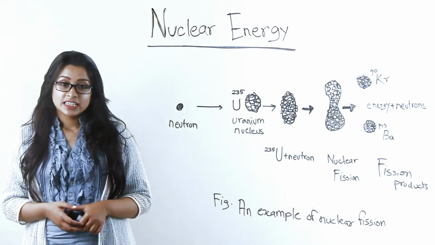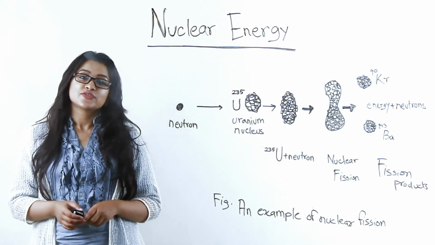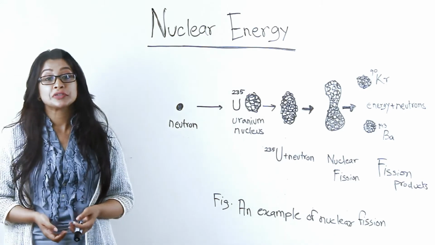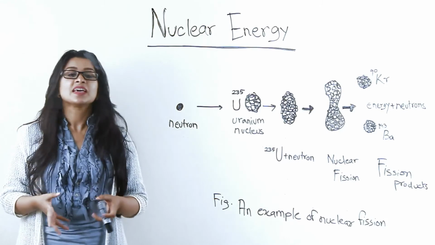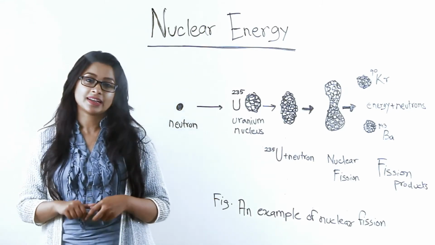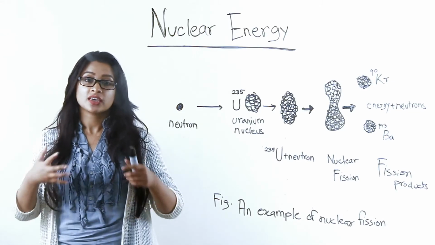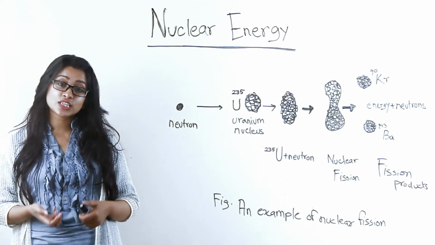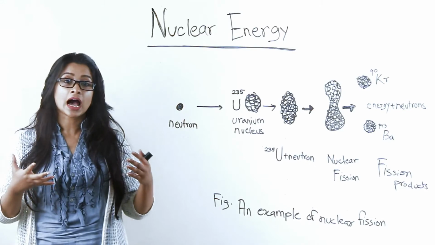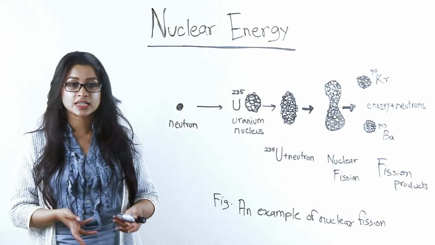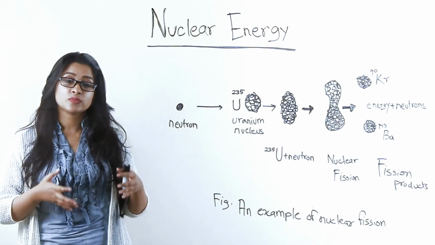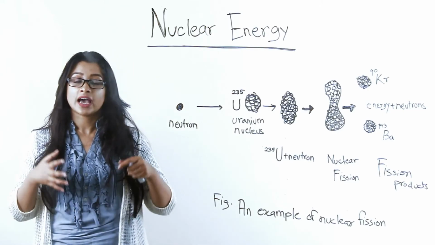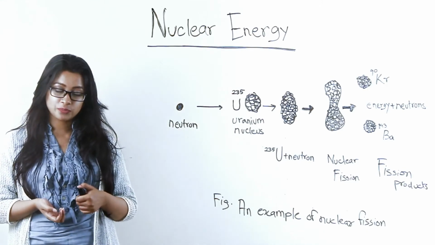So a lot of heat energy is produced at the end of these fission reactions. That heat energy is used to produce steam, and that steam is used to drive a turbine and a dynamo, which then produces electrical energy. That electrical energy is useful for our houses, our industries, and it can also be transferred to remote villages which do not have electricity at all.